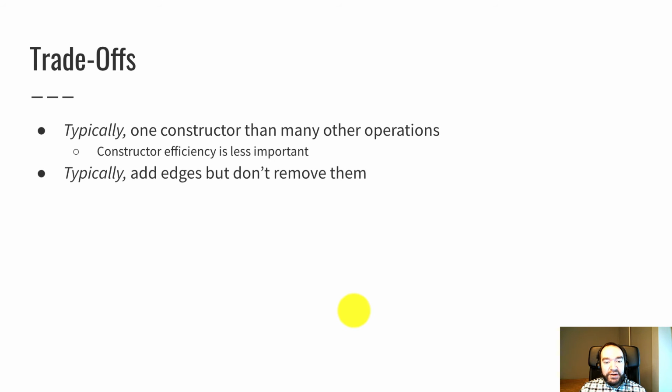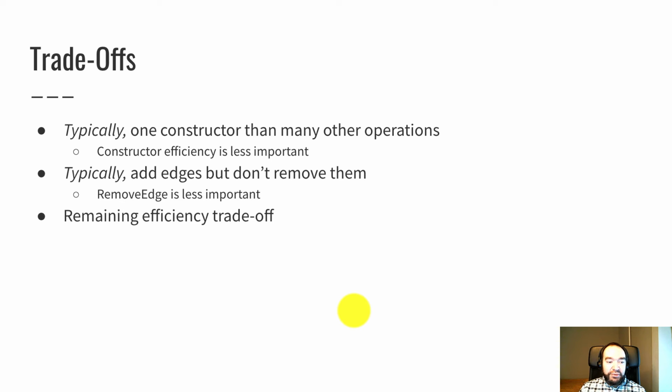That would be kind of weird. Also, typically you don't add a bunch of edges and then remove them. There aren't very many algorithms that are constantly adding and removing edges. So the remove edge operation is less important. There are some algorithms that need to remove edges, but they're kind of unusual or rare. So we're going to not focus on that in our analysis right now.